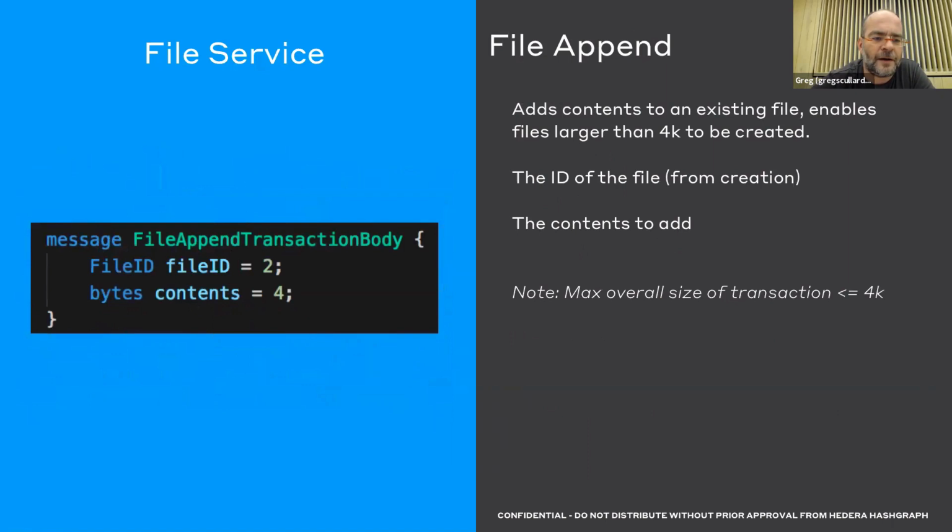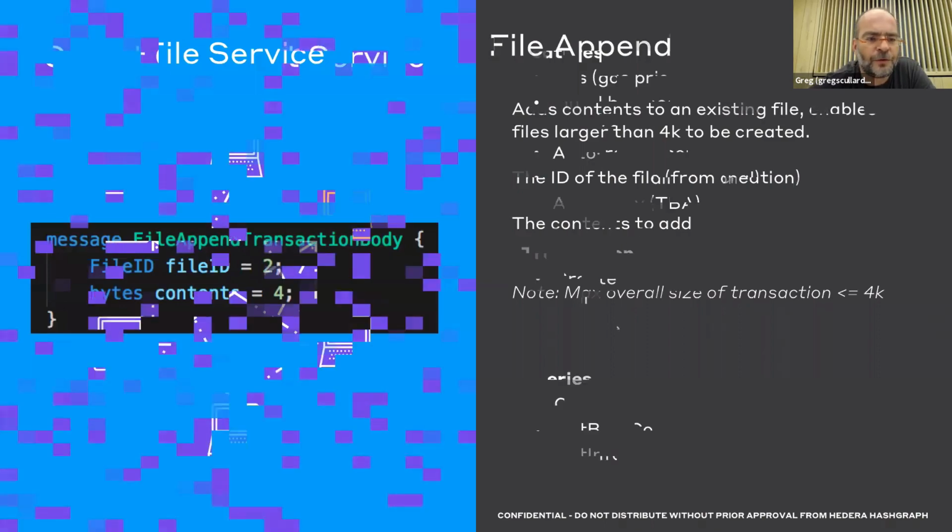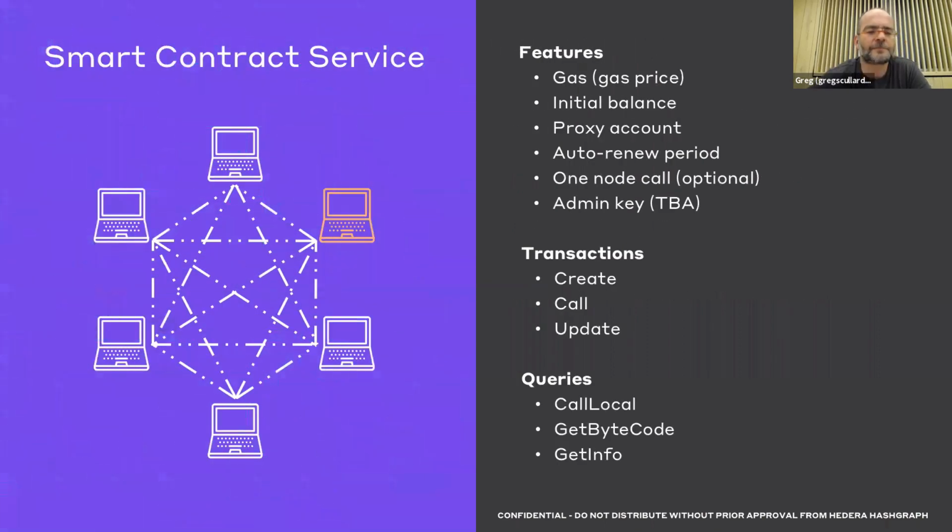File append, so you identify the file ID. So the file ID is the shard, the realm, and the file number, which will be returned to you when you create the file, and the contents that you wish to append to the file. And that's about it for files. So we'll move on to smart contracts.